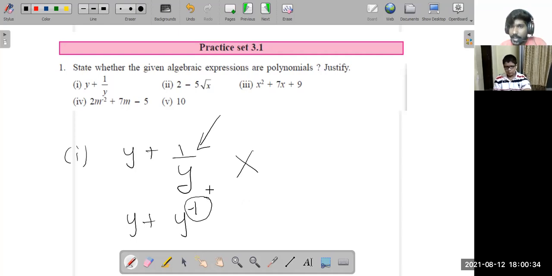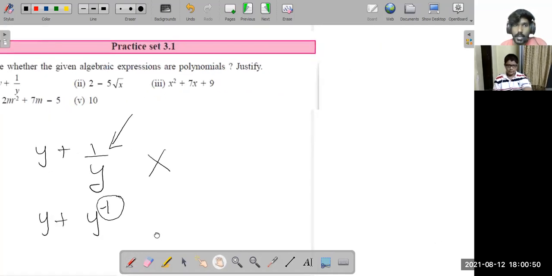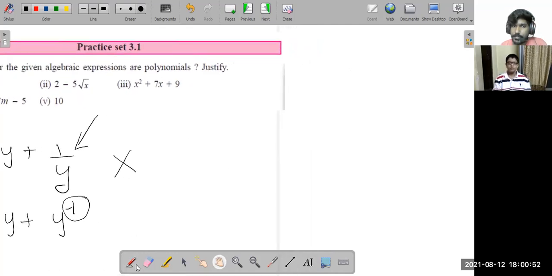Yes, sir. So when you're writing this, write it like this and then write a sentence: the power is not a whole number, or the power is a negative number, which is not a whole number. Hence, it is not a polynomial. Clear? Will you be able to write it? Yes, I'll write it. I'll check the video.